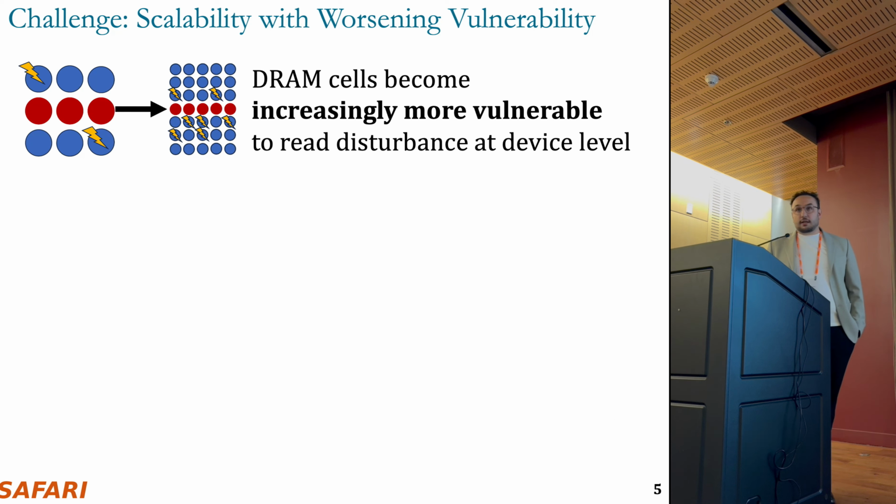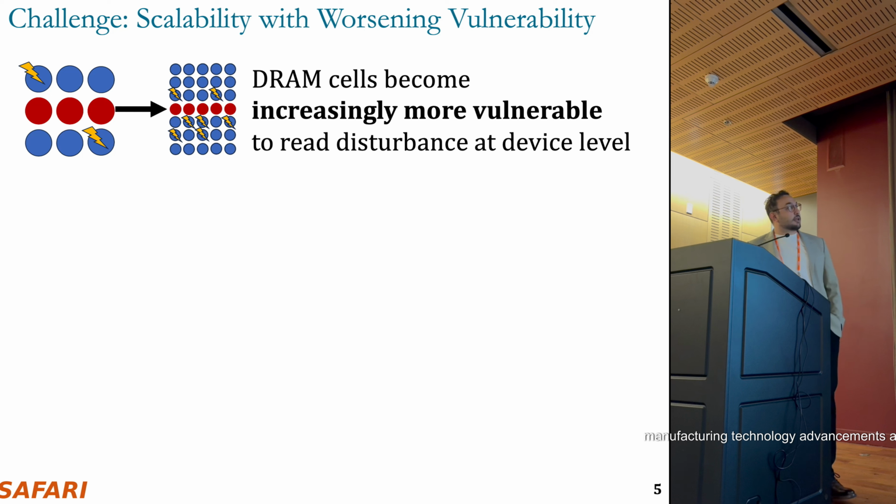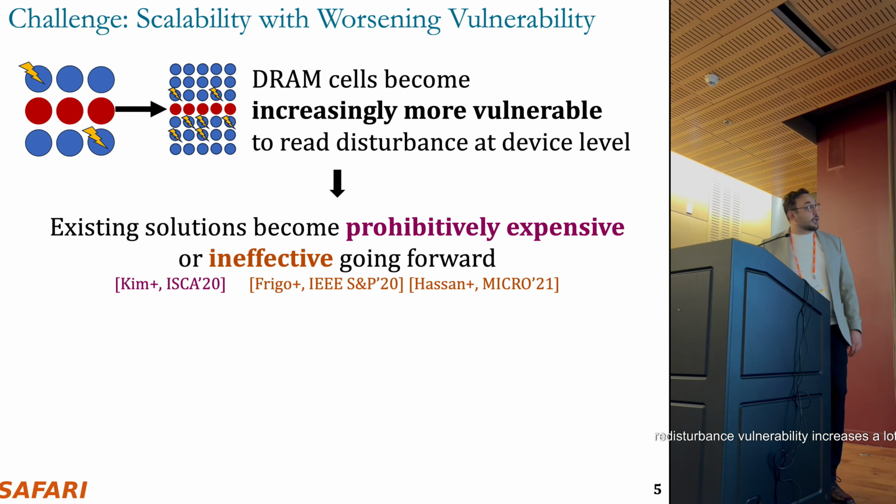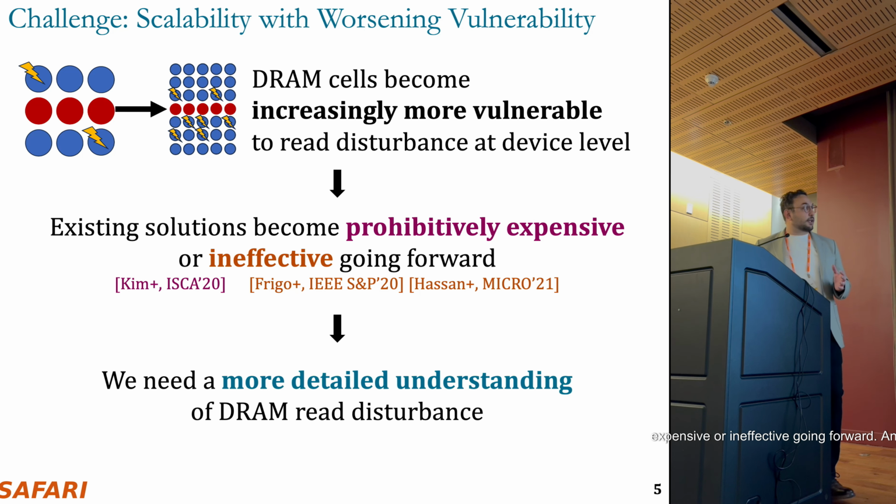With manufacturing technology advancements and DRAM chips getting denser, we have smaller cells and cells are getting closer to each other. As a result, read disturbance vulnerability increases a lot. And existing solutions become prohibitively expensive or ineffective going forward. To find better solutions, we believe that we need a more detailed understanding of DRAM read disturbance.